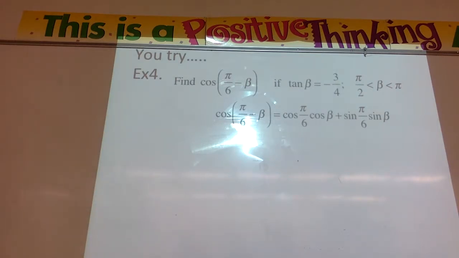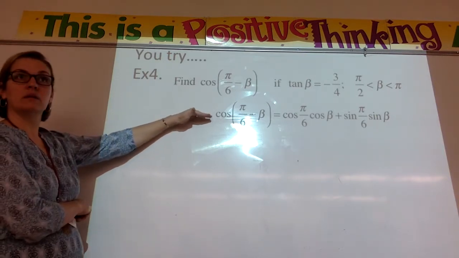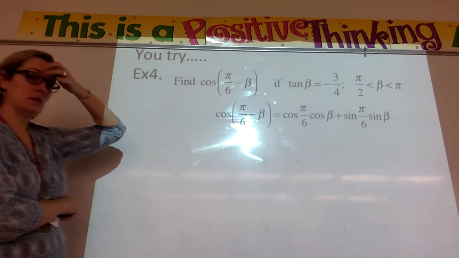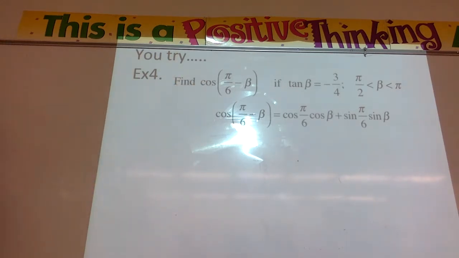This is what we would consider a hybrid problem. It involves unit circle values. You don't need a triangle for pi/6. But you will need a triangle to find beta because it's not a unit circle value. So here I've applied the formula for you, substituted in based on the given information. I want you to try. If you have questions, I'll just walk through the rows. Let me know.